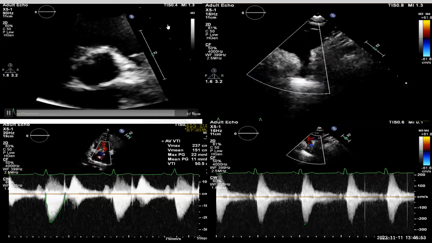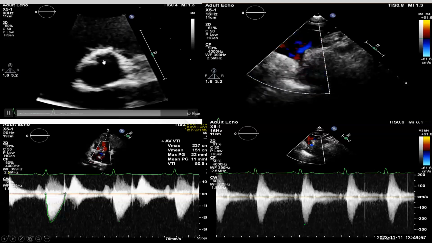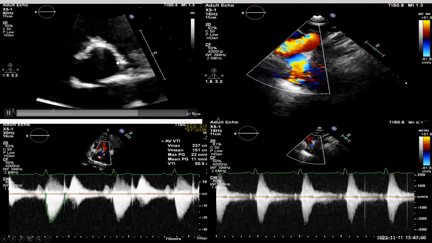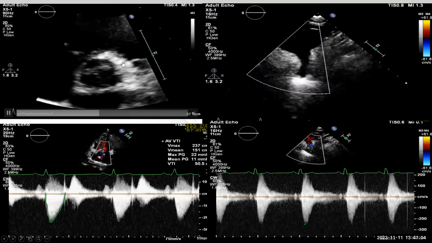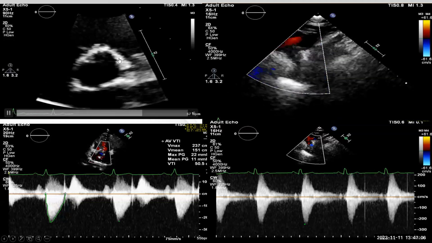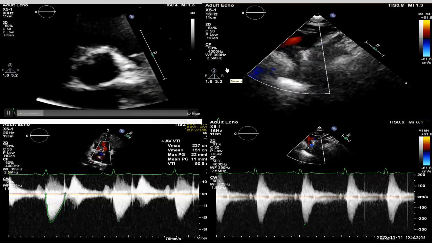Sorry, I was muted, yes. So I will tell you that somebody wrote bicuspid aortic valve, that's right. And we have coarctation, that's right. But there was one comment that there is severe gradient. Why did you say severe gradient?